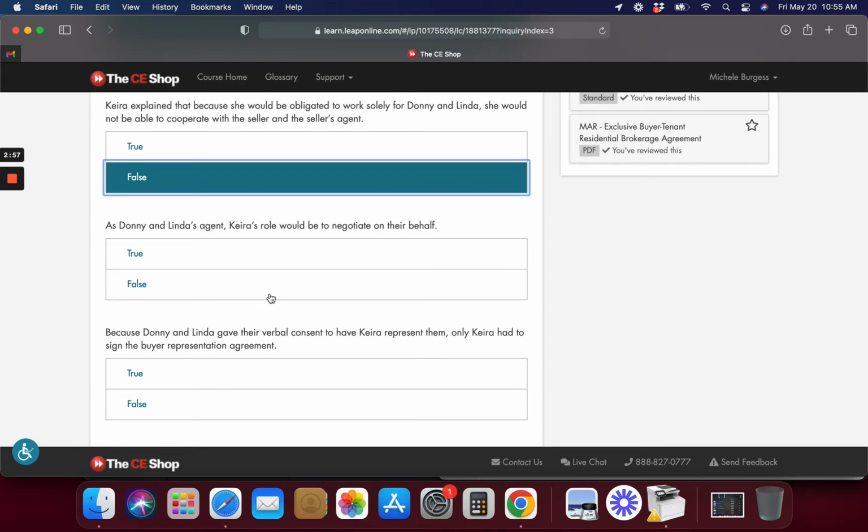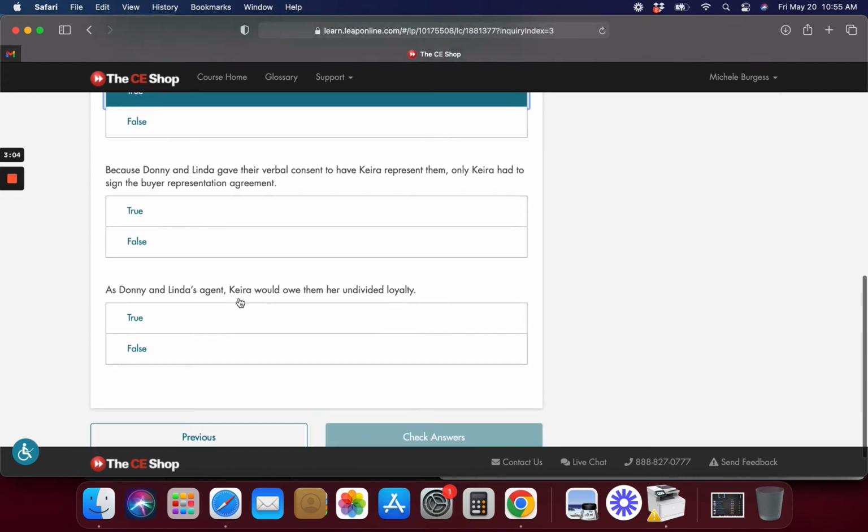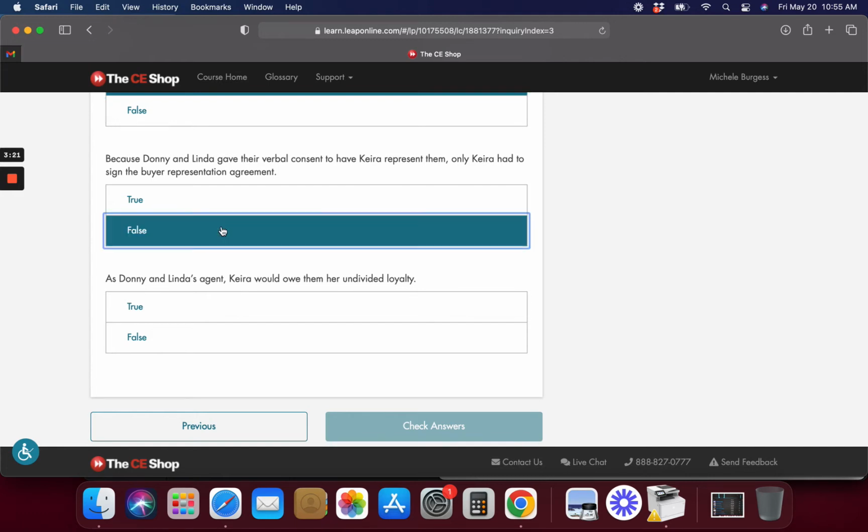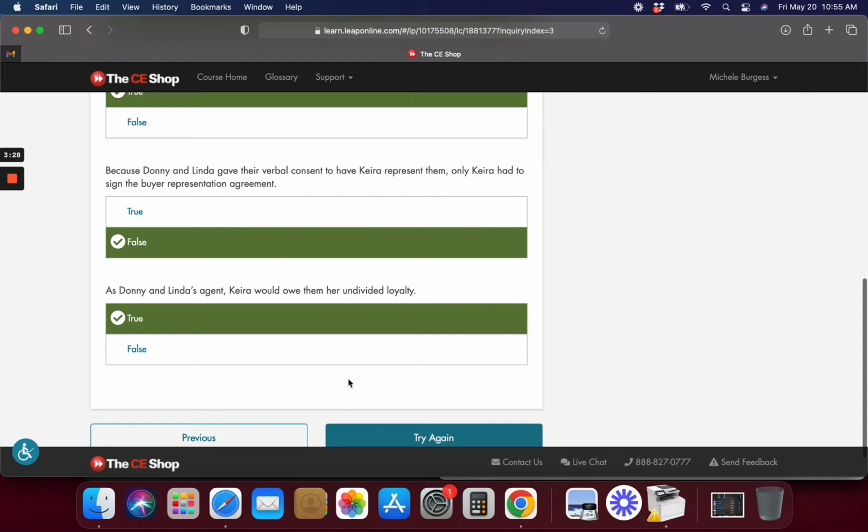Okay, as Donnie and Linda's agent, Kira's role would be to negotiate on their behalf, probably. Because Donnie and Linda gave their verbal consent to have Kira represent them, only Kira had to sign the buyer representative agreement. No, I don't think that's correct. I think they got to sign it too. As Donnie and Linda's agent, Kira would owe them undivided loyalty. All right, let's see how we did.